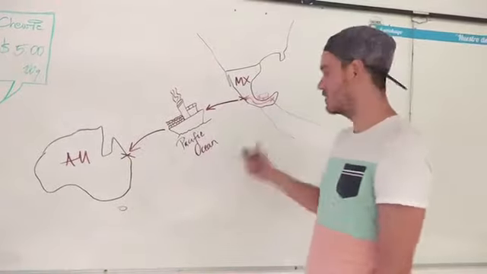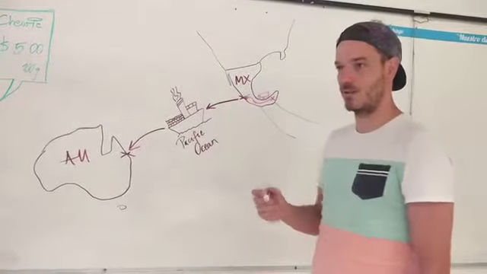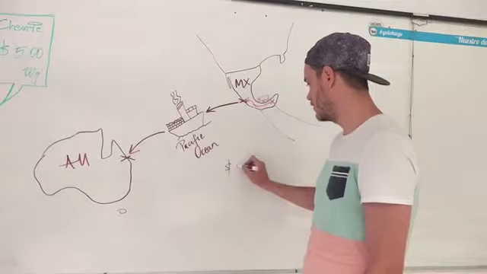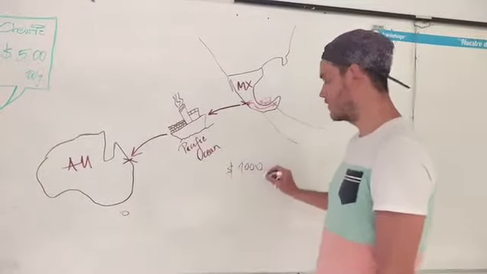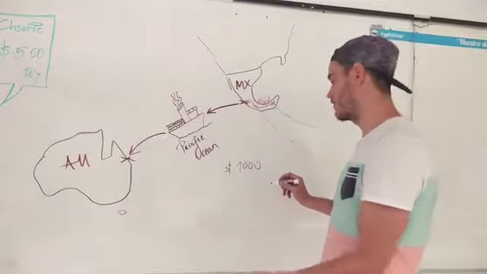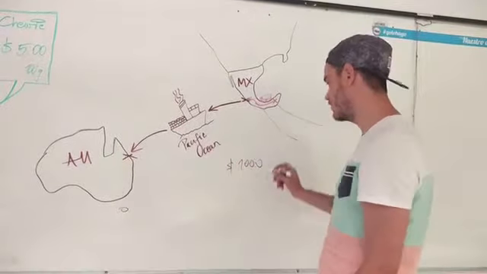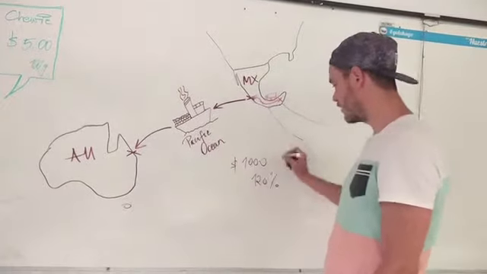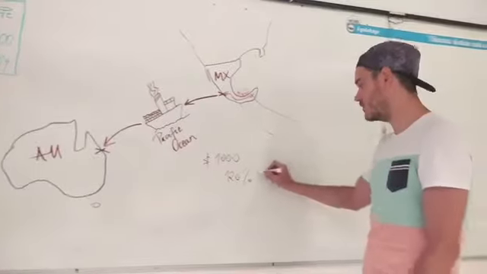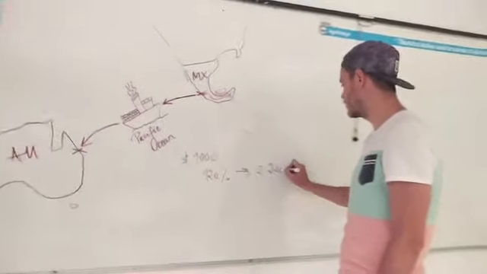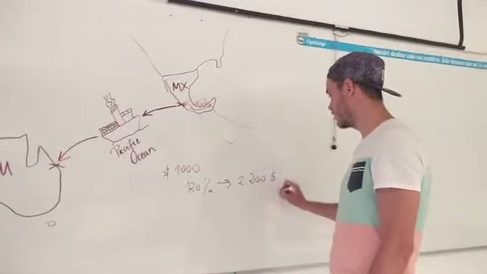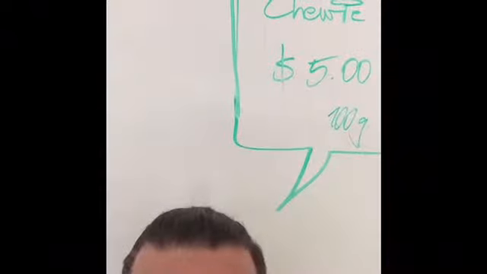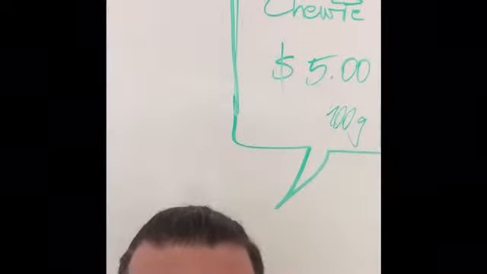During the export process, we have an export price worth for every 1,000 Australian dollars. There's 120% extra fees on logistics and export prices, different kinds of taxes, which means that for every 1,000 Australian dollars, we have to pay 2,200 Australian dollars. Chewy, 5 Australian dollars for a 100-gram pack.